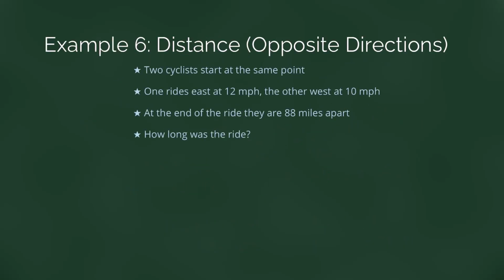All right, one last one. We're going to look at, again, a distance, rate, time. So we'll be using the same formula, distance equals rate times time. But this time we have two cyclists who start at the same point. So here's their starting point.